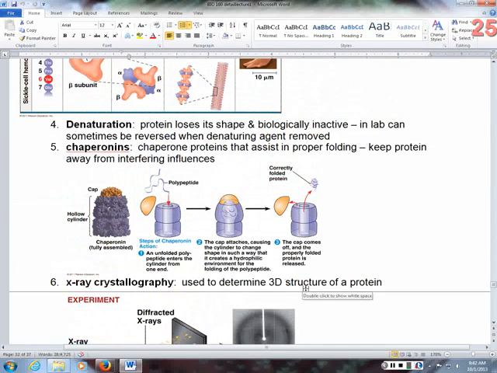So denaturation is going to be when a protein loses its shape and it becomes biologically inactive. Sometimes it can be reversed in the lab, but a lot of times in nature it cannot be. An example would be if you take an egg and you fry it, you put in some heat, and you have changed the bonds. You can't take that egg and put it back to being a raw egg again after you fried it. It's denatured.